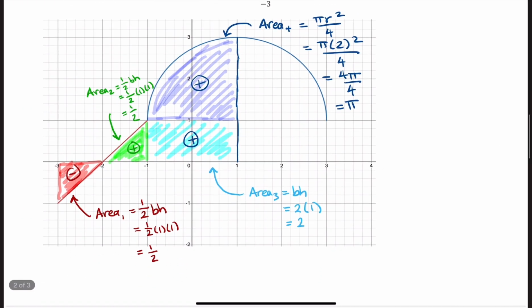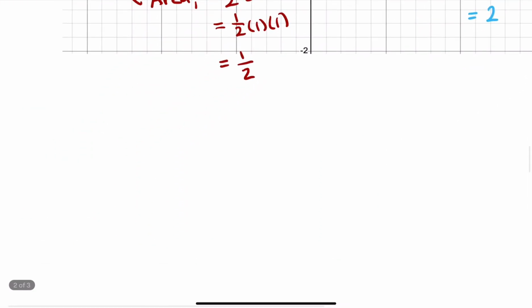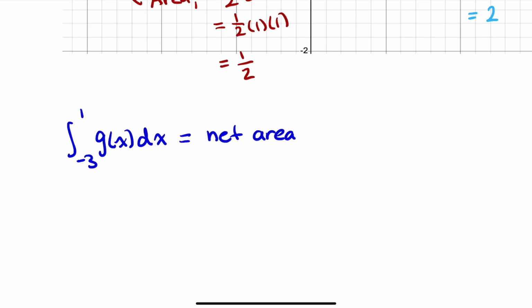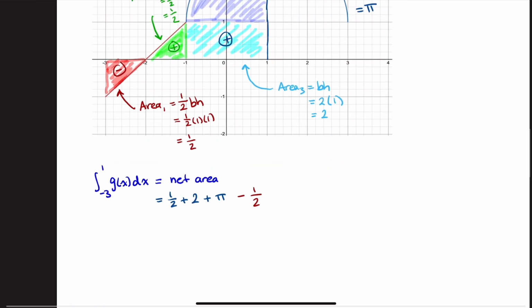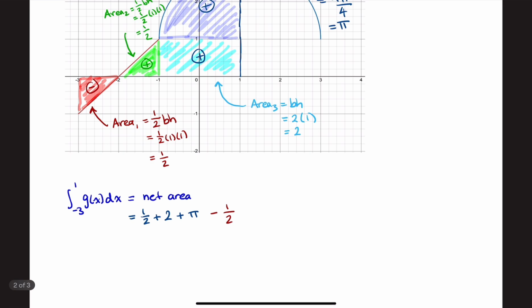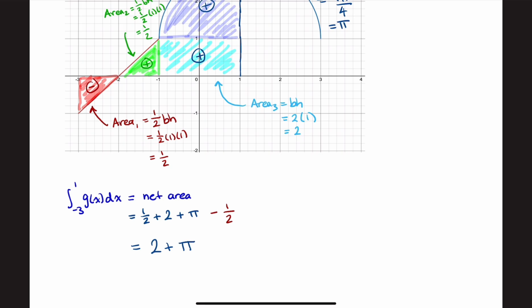Now we can go ahead and just add all of these up. So we can say that the definite integral from -3 to 1 of g of x dx is equal to our net area, which will be all the areas that are above the x-axis, which will be 1/2 plus 2 plus pi, subtracted with the areas that are below the x-axis. And so simplifying this, we're going to get 2 plus pi as your final answer.